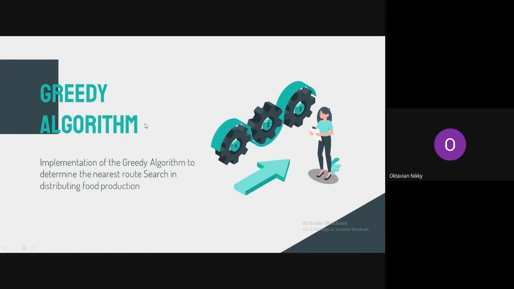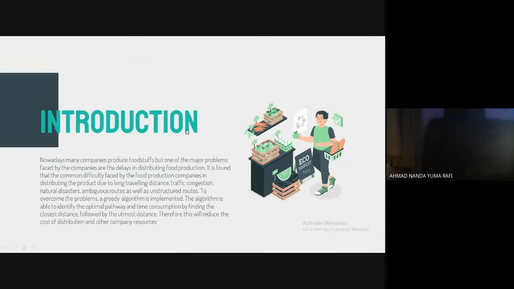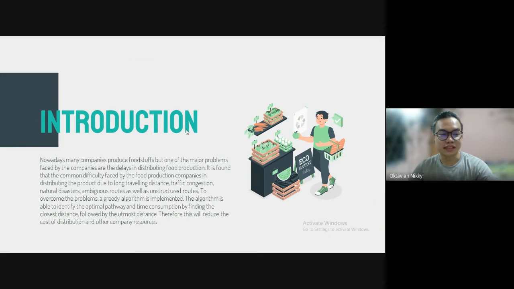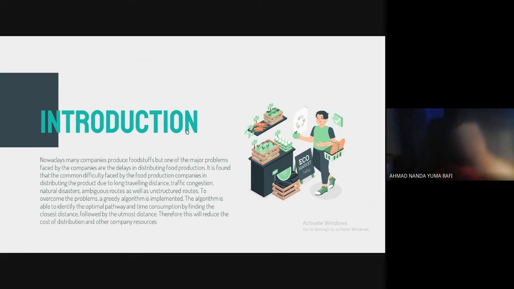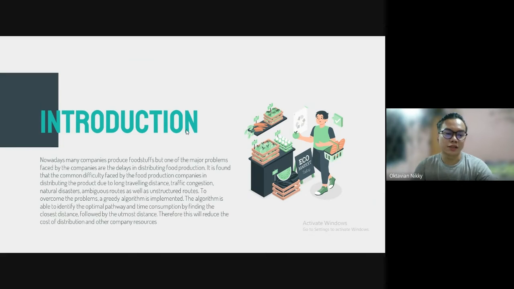The title is Implementation of the Greedy Algorithm to Determine the Nearest Route Search in Distributing Food Production. For the introduction, nowadays many companies produce foodstuff, but one of the major problems faced by the companies is the delay in distributing food production. It is found that the common difficulty faced by the food production companies in distributing the product is due to long traveling distance, traffic congestion, natural disaster, and ambiguous route as well as unstructured routes.